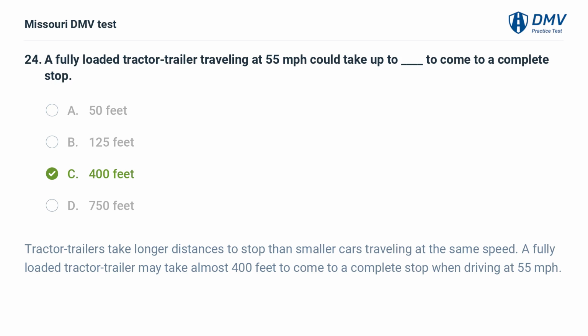Tractor-trailers take longer distances to stop than smaller cars traveling at the same speed. A fully loaded tractor-trailer may take almost 400 feet to come to a complete stop when driving at 55 miles per hour.